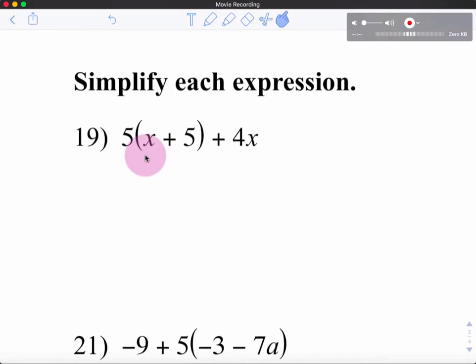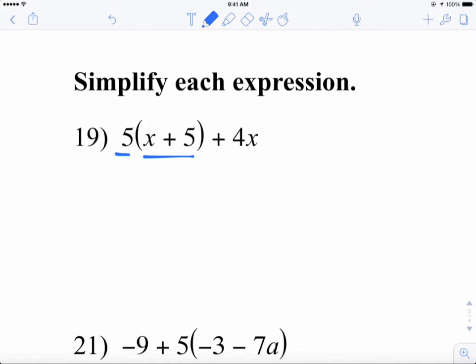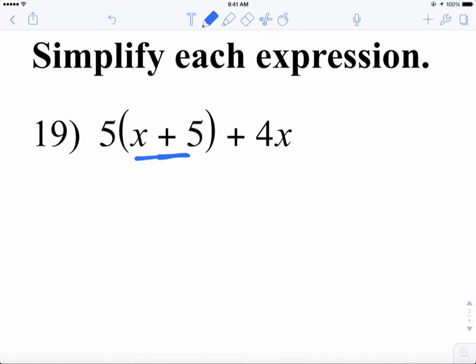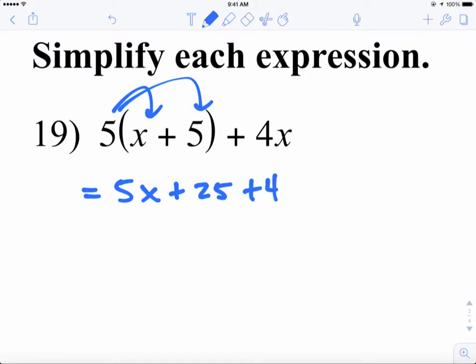I would read this as 5 times the quantity x plus 5, then plus 4x. So here we go. I hope you recall that if I'm going to multiply 5 by this number, x plus 5 is a number. It's formed by kind of having these two interact, but this is a number. And if I want to multiply that number by 5, I have to multiply both components by 5. So I think I'll have 5 times x plus 25 plus 4 times x.